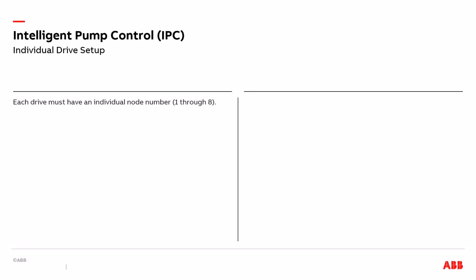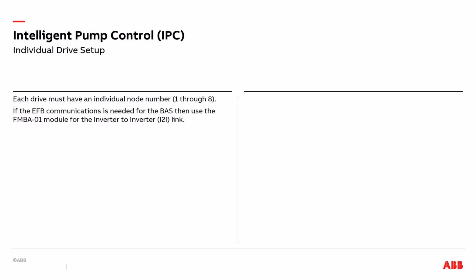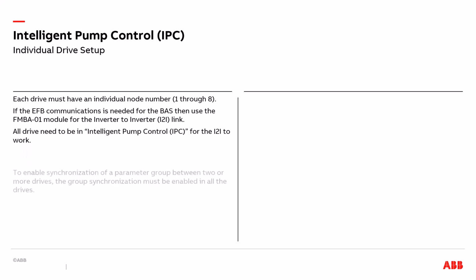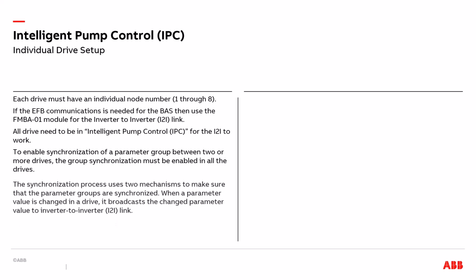Let's do a quick review. Each drive must have an individual node number 1 through 8, and it must be sequential. If the embedded field bus communication is needed for the BAS, like if you need to use BACnet, then use the FMBA-L1 modules for the inverter-to-inverter link. All drives need to be in intelligent pump control for the inverter-to-inverter link to work. To enable synchronization of parameter groups between 2 or more drives, the group synchronization must be enabled in all drives.